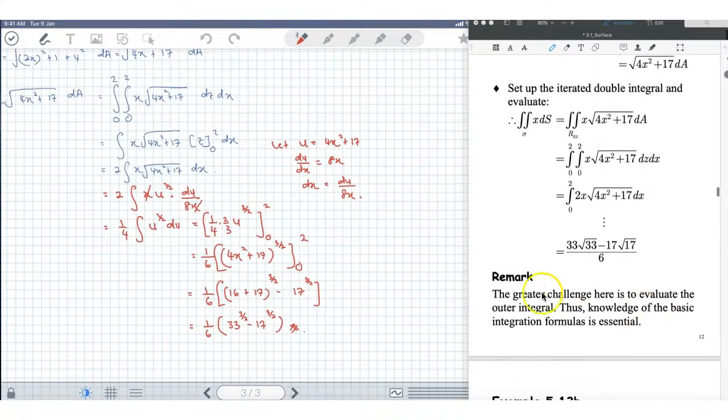So look at the remark here. The greater challenge here is to evaluate the outer integral. Thus, knowledge of the basic integration formula is essential. Meaning that your knowledge about the double integral that you have learned in chapter 3 is very, very important. And also the way you choose the method of integration is also crucial here.